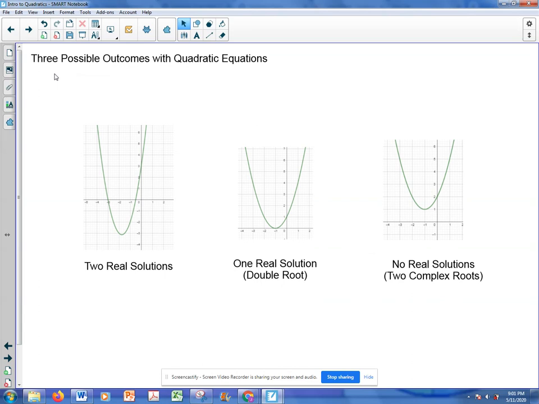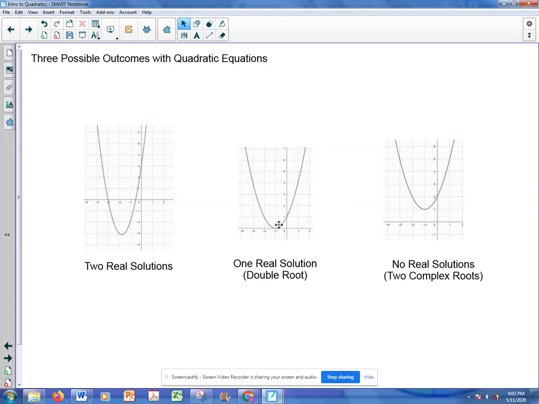All right, and then when we had lines, other than horizontal and vertical, you would always have an x-intercept and you would always have a y-intercept. But things can be different for parabolas. You have 3 possible outcomes. You could have 2 real solutions. That's when the parabola hits the x-axis twice. You could have this scenario where it just comes down and bounces off the x-axis, goes back up. Then we say it's got 1 real solution, but that's going to be called a double root.